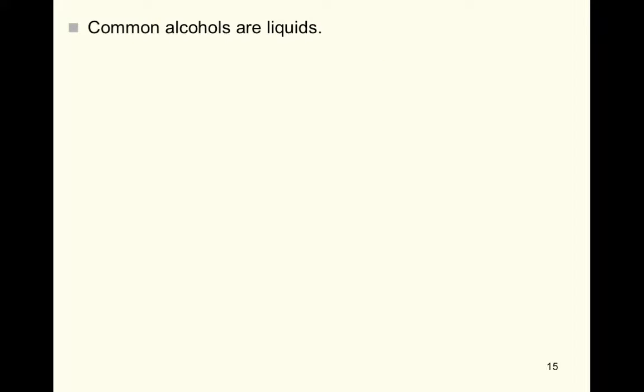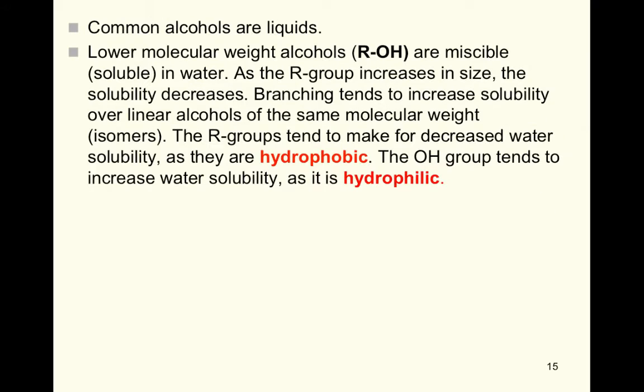Continuing the properties of alcohols, common alcohols are liquids. Lower molecular weight alcohols are soluble in water, but as the R group increases, the solubility decreases. Branching tends to increase solubility over linear alcohols of the same molecular weight. The R group tends to make for decreased water solubility because they're hydrophobic, and the OH group tends to lead to increased solubility in water as it is hydrophilic.